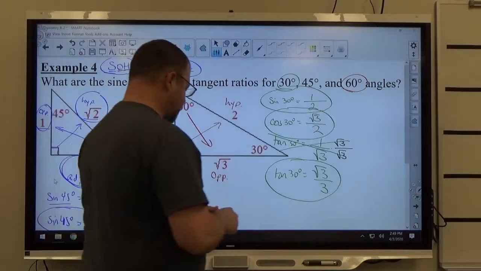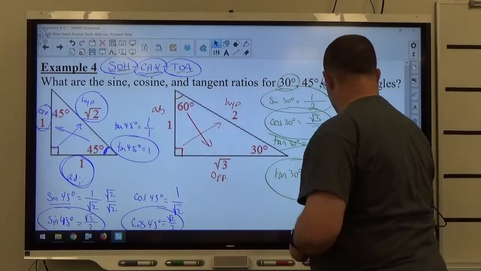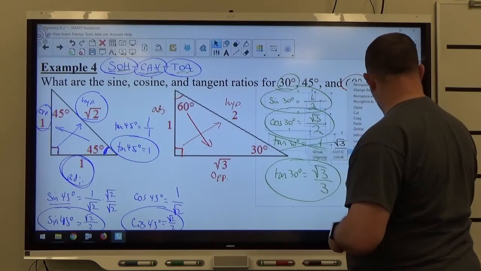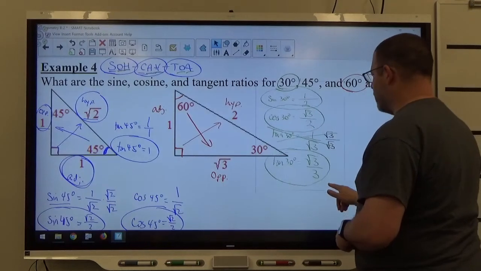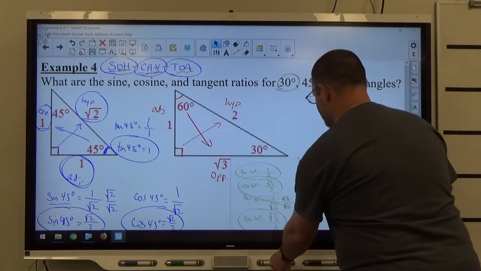I'm going to sneak it in over here, I think. I just grab all this. Make it a little smaller. There we go.